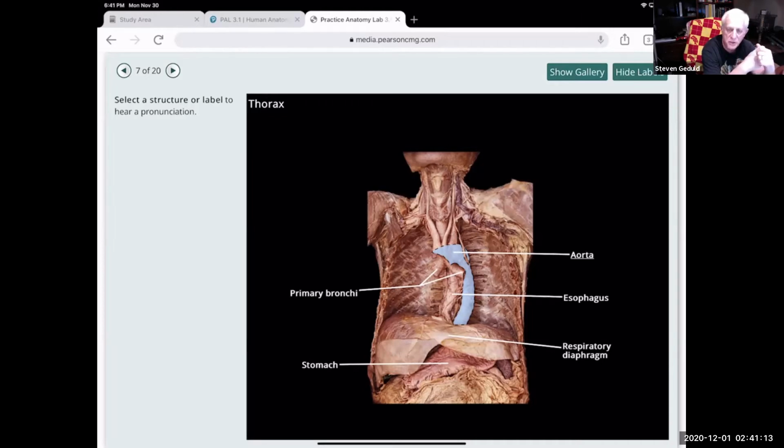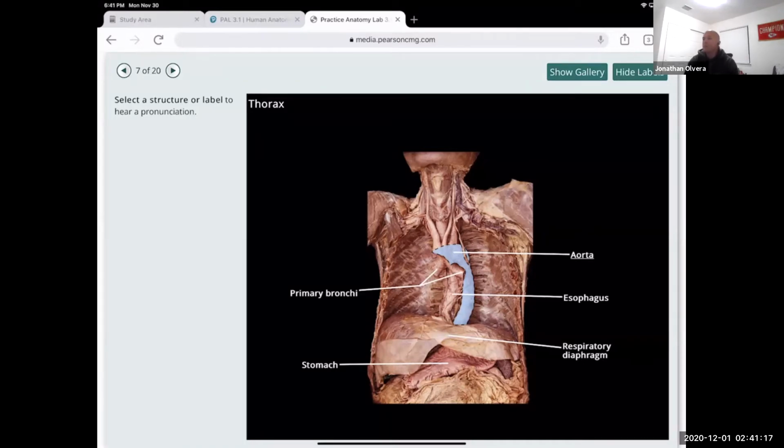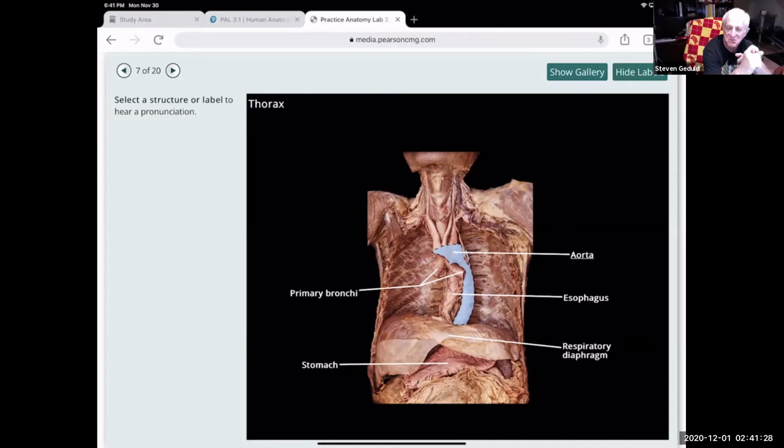The brachiocephalic trunk. The way that I remember that is ABCs with an S. Aortic arch, brachiocephalic, carotid, and subclavian. No, your ABCs. Oh, that's really good. I didn't think of that. That's a pretty good way to remember it. Cool. All right.